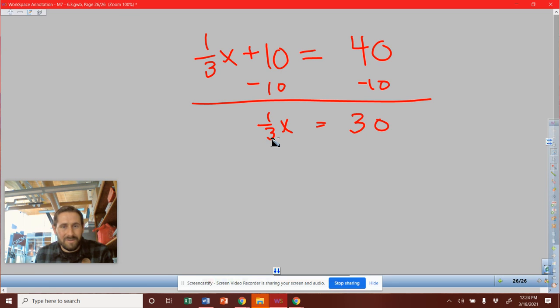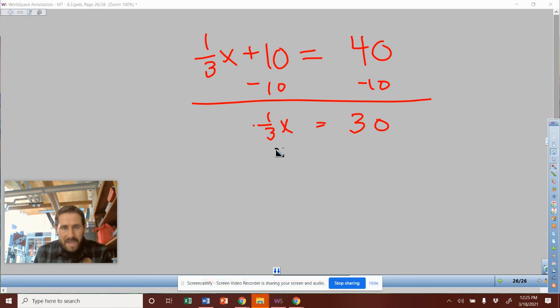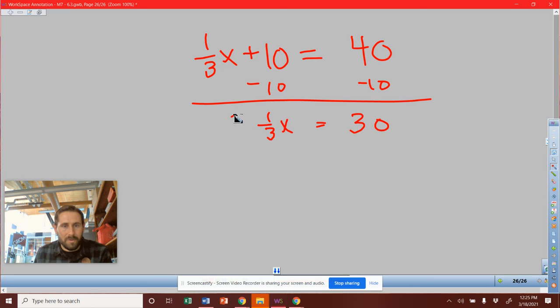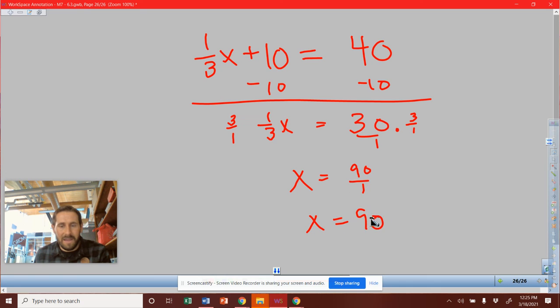And at this point, you could do the two-step process and multiply by 3 and then divide by 1. Or you could just say, hey, I'm going to multiply by the reciprocal, 3 over 1 and 3 over 1, and I'm going to turn this into a fraction and multiply that out. Okay, which you end up getting x here. Here you end up getting 90 over 1, so x equals 90.